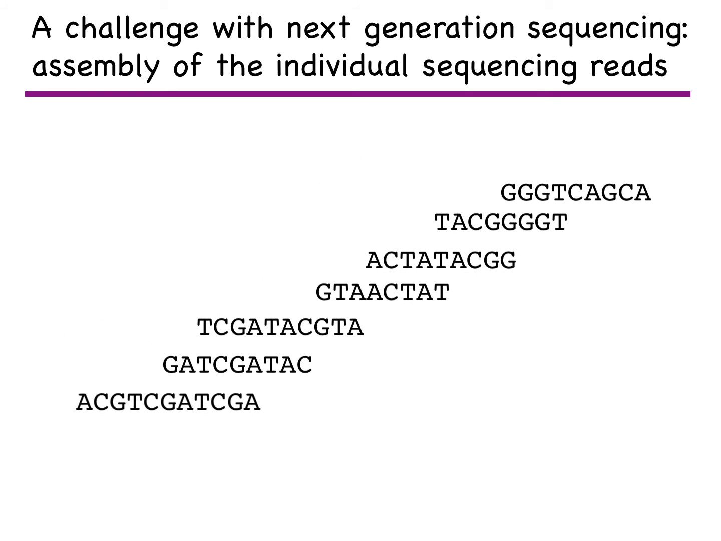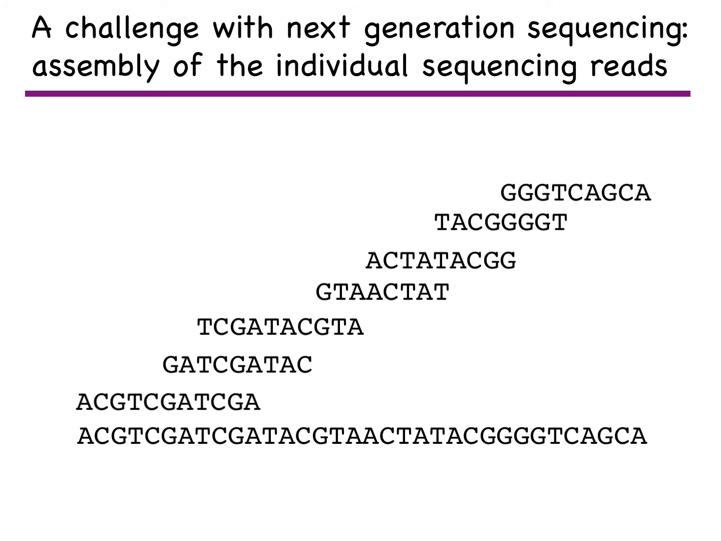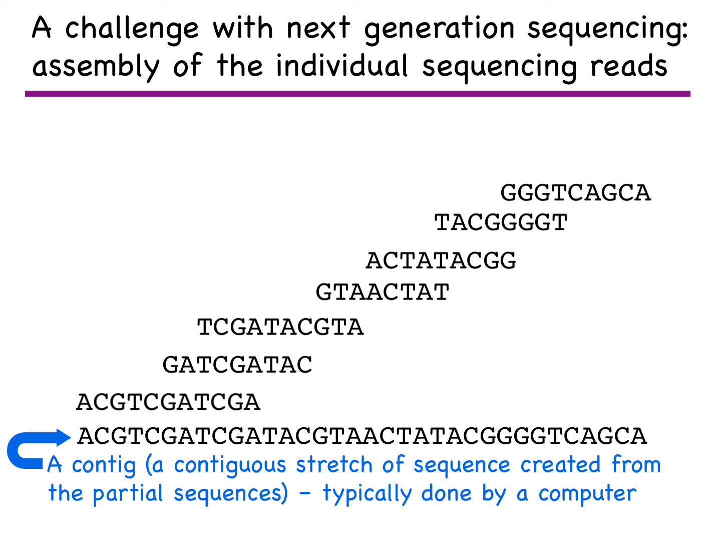So with the example here, you can see that these individual pieces are aligned in a fashion where sequences in common are lined up with one another. So you get these overlaps. And then by doing this, the computer can then reassemble the original DNA molecule. So it would take from this information that the original DNA molecule from which these various fragments were obtained had the sequence shown at the very bottom. And this bottom sequence is known as a contig. It's just a contiguous stretch of sequence created from the partial sequences.